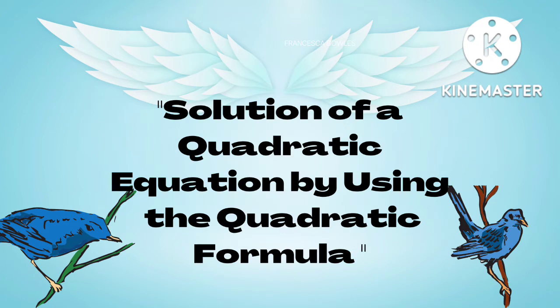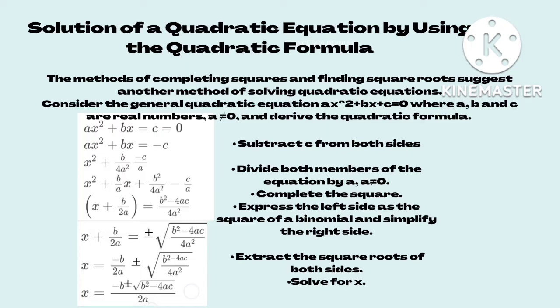Solution of a quadratic equation by using the quadratic formula. The method of completing squares and finding square roots suggests another method of solving quadratic equations. Consider a general quadratic equation ax squared plus bx plus c is equal to 0, where a, b, and c are real numbers, a is not equal to 0, and derive the quadratic formula.